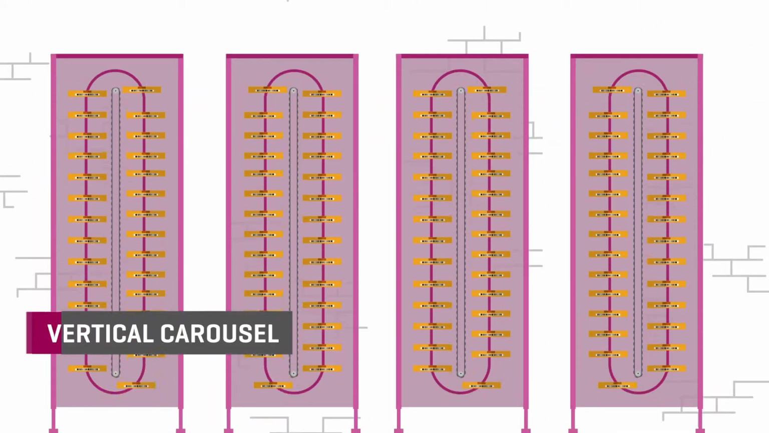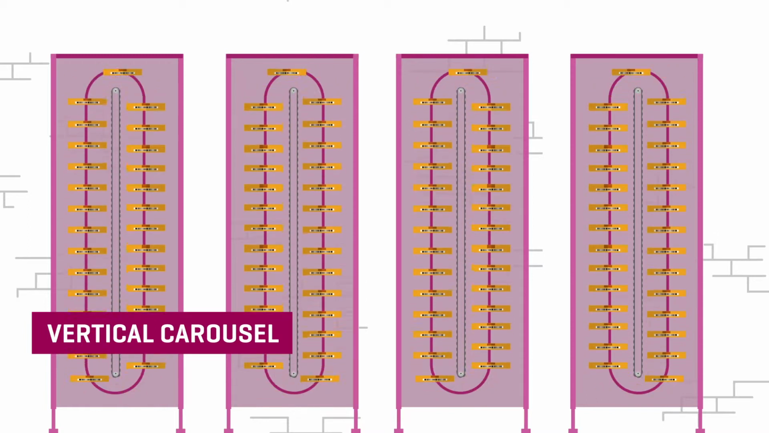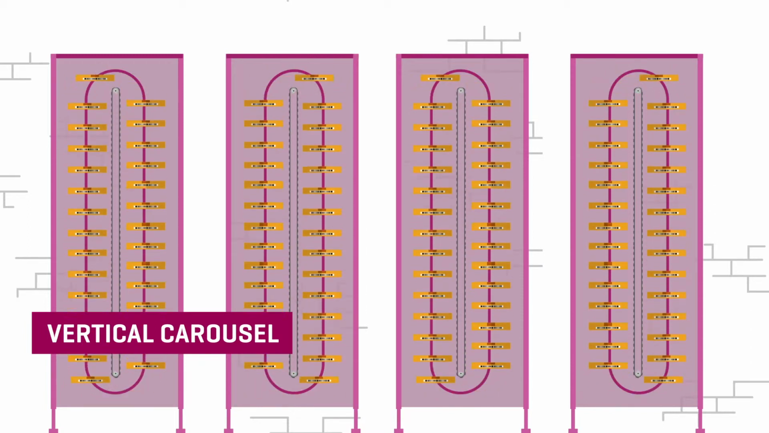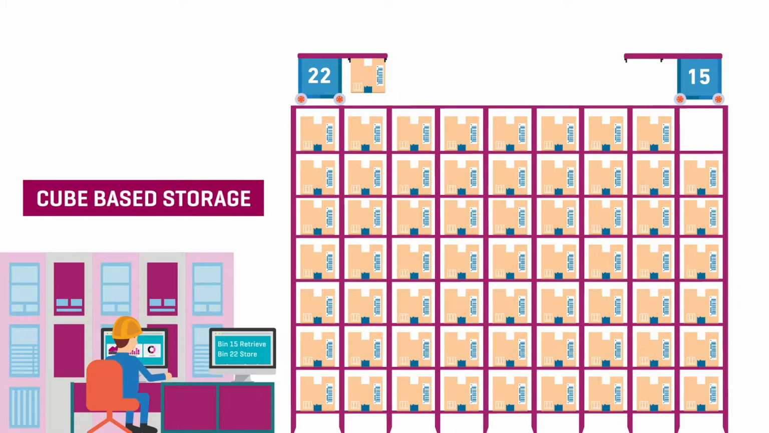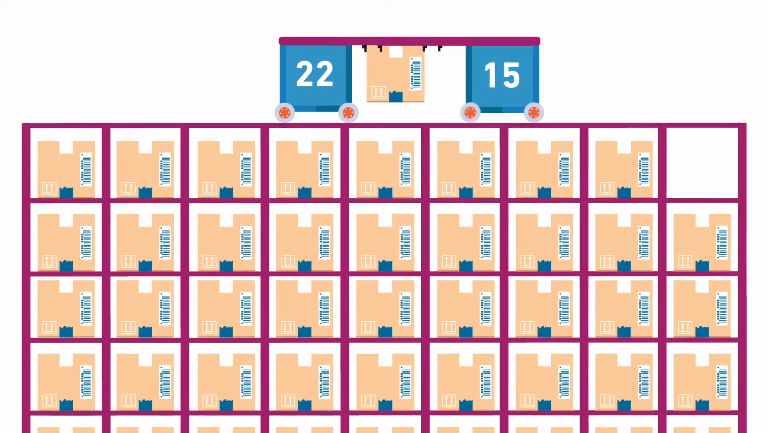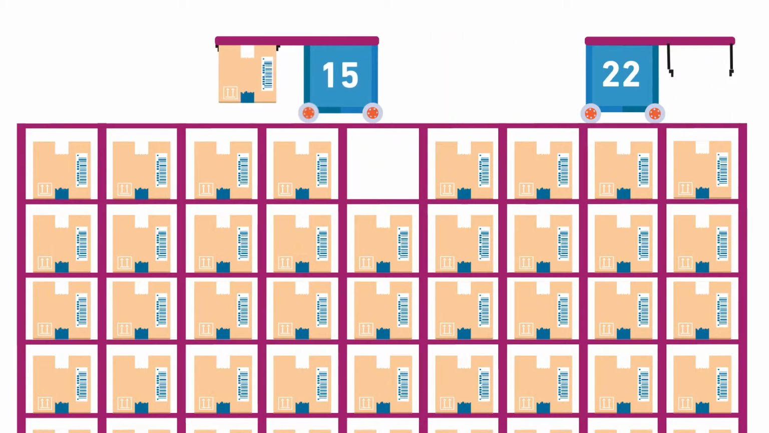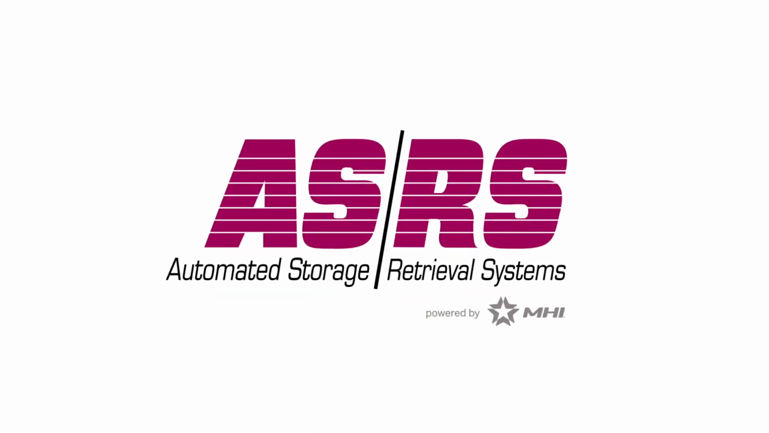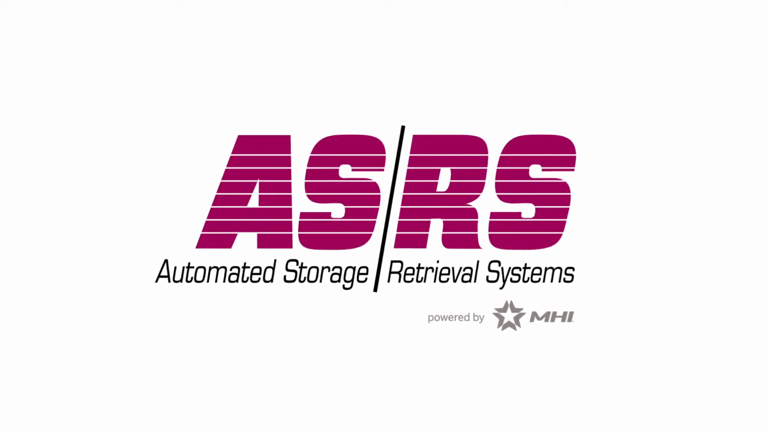Vertical carousels rotate vertically, like a Ferris wheel, housing a series of shelves or carriers to provide high-density storage. And cube-based storage is an ultra-high-density, goods-to-person, piece-picking system, utilizing robots to store and retrieve inventory bins from a cubicle storage grid.